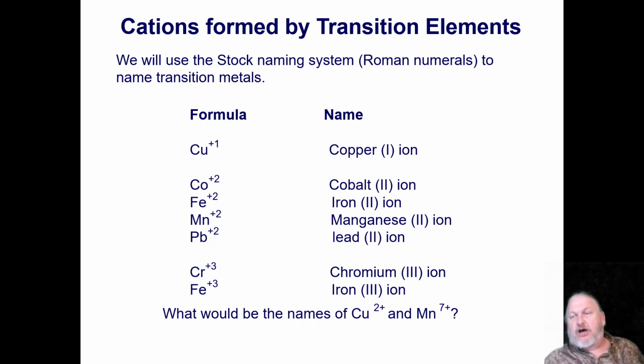It's called the Stock naming system, used to name these transition metals. You can see that with copper +1, we're going to call it the copper 1 ion. Cobalt +2 is the cobalt 2 ion, and that's how you say it. Chromium +3, we're going to call it the chromium 3 ion. We just put the number there, the Roman numeral. What would be copper 2+? Well, it's going to be copper Roman numeral 2. Manganese +7 is going to be manganese 7 in Roman numerals. And that's how we use it to name it.